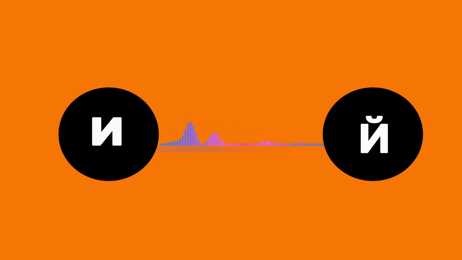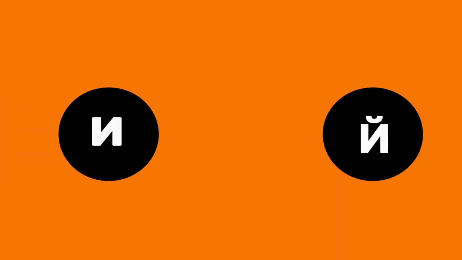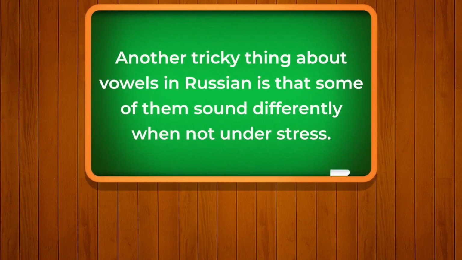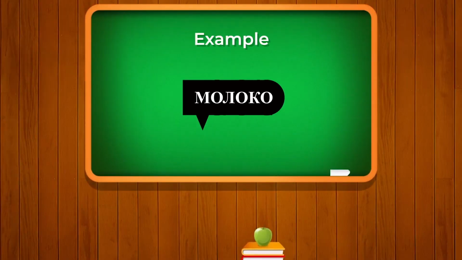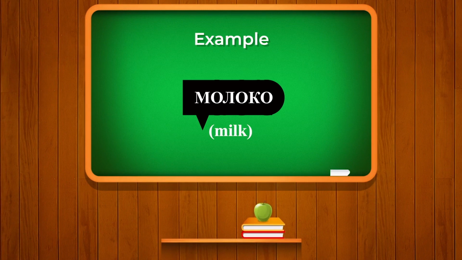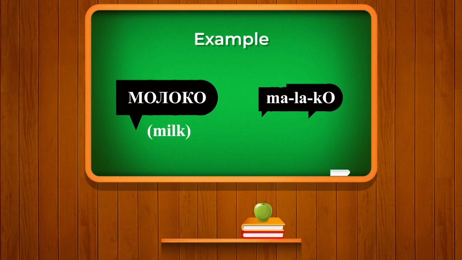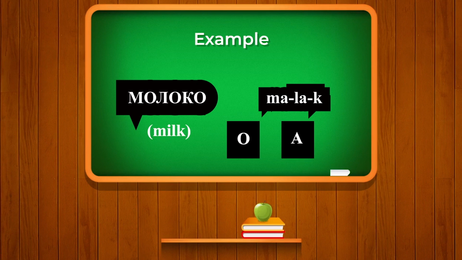So like in Hindi we have badi E and choti E, in Russian we have E and E kratki. There is another tricky thing about the vowels in Russian: some of them sound different when not under stress. In Russian, the stress or the udarenie is used when we have vowels in any word. For example, the word malako, which means milk, is pronounced malako because O, when not under stress, turns into the sound of A.